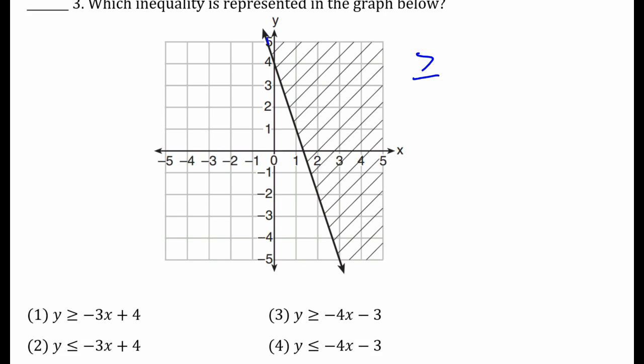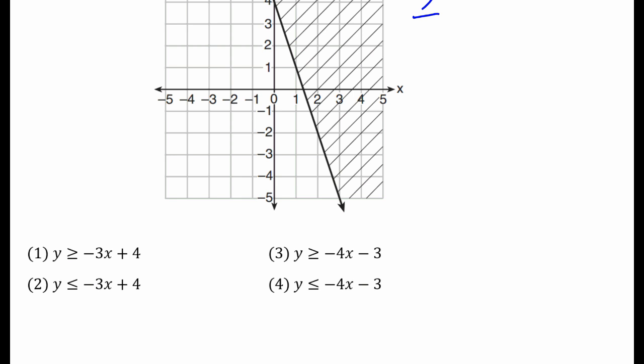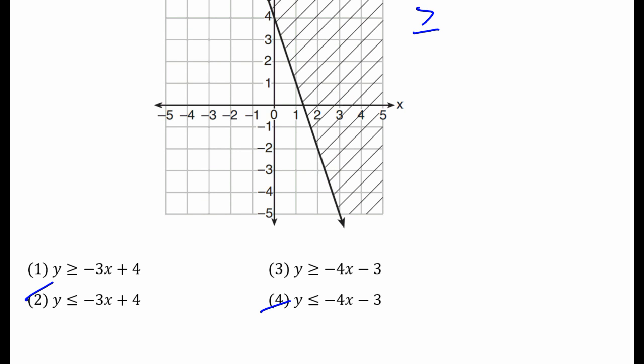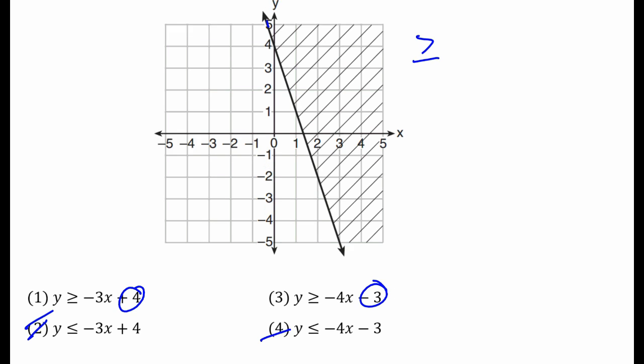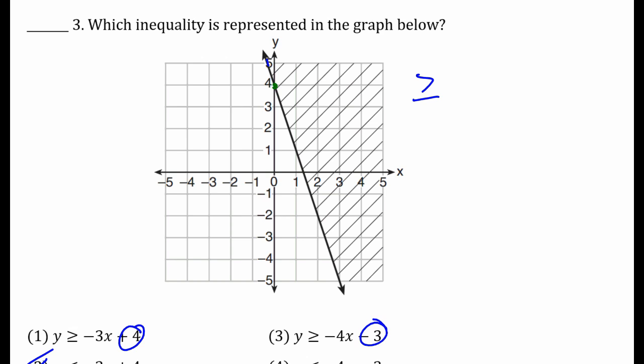Let's see if I can eliminate any choices knowing those two things, knowing it's a greater than or equal to inequality. 2 and 4 are gone because those would be shading below, and shading below is not in the solution set, it's not on the graph. So we're stuck between choices 1 and 3. Do I have a y-intercept of 4, or do I have a y-intercept of -3? My y-intercept is 4, so it's choice 1. Choice 1 is the solution because it's greater than or equal to, and I have a y-intercept of +4.